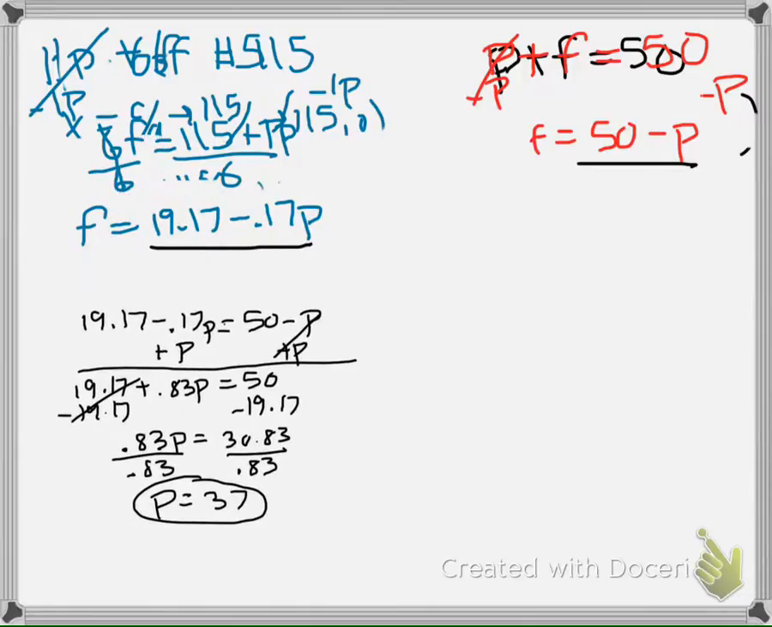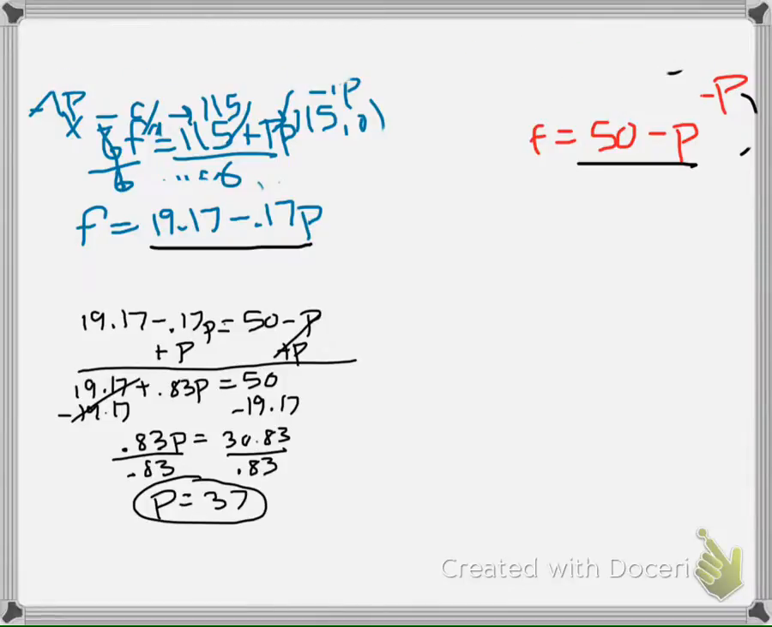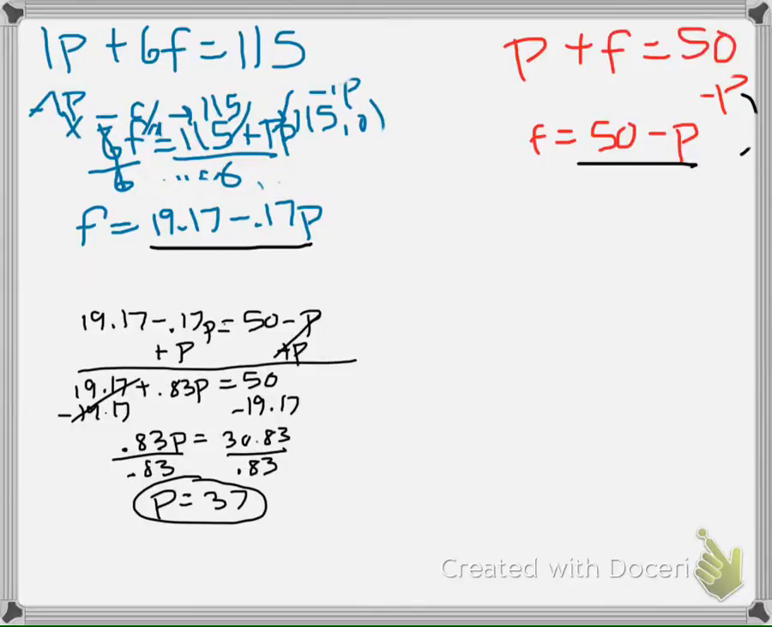Of course that messed up all my other stuff. Okay, so now I have to, that's weird. Now I have to plug P in to one of my original equations, which are now all messed up here. It's really weird. Let's rewrite those. It was 1P plus 6F equals 115, or P plus F equals 50.